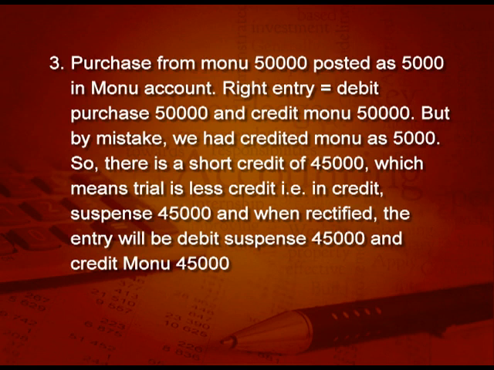So, where there is less, there is suspense. That is, suspense 45,000 is in credit in trial balance. And when we rectify, we will debit suspense 45,000 and what will be credited? Yes, Monu 45,000, because now the suspense is clear that it was due to the error in the account of Monu.